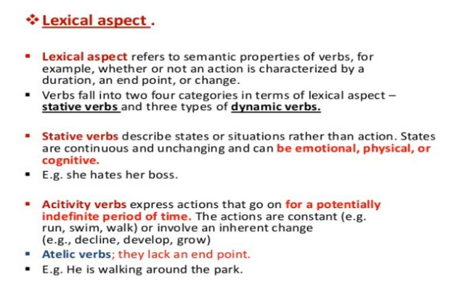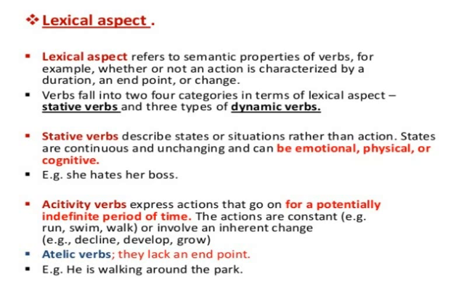Lexical aspect. Lexical aspect refers to the semantic properties of verbs, for example, whether or not an action is characterized by a duration, an end point, or change. Verbs fall into four categories in terms of lexical aspect: stative verbs and three types of dynamic verbs. Stative verbs describe states or situations rather than action. States are continuous and unchanging and can be emotional, physical, or cognitive. For example, she hates her boss.